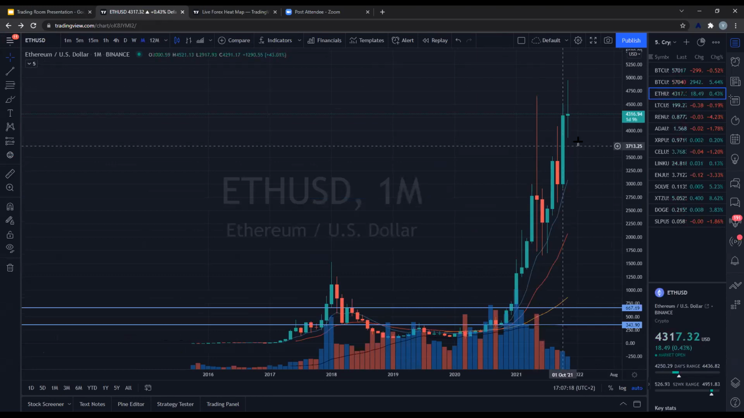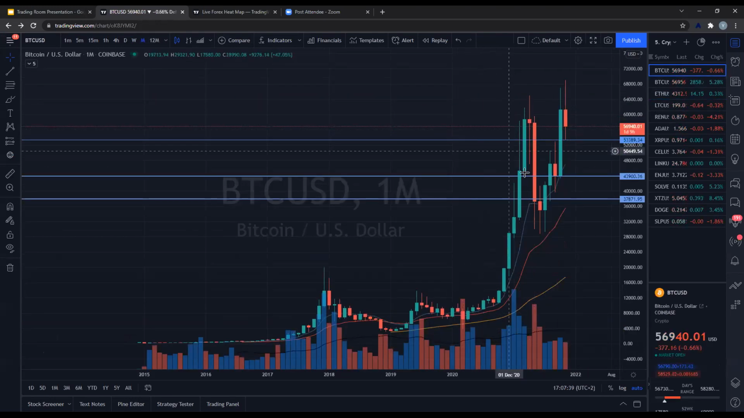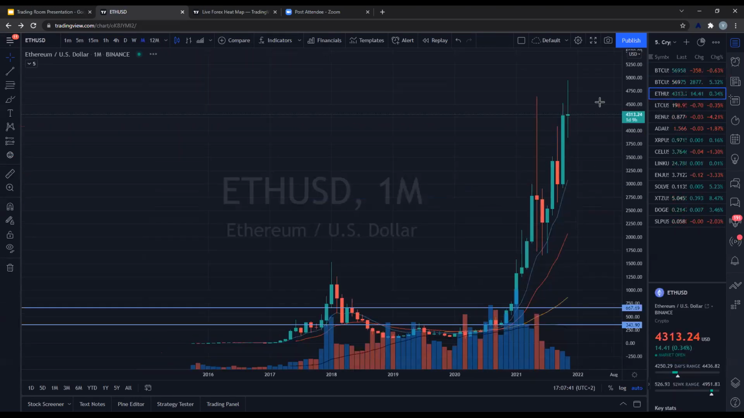This is an ugly spinning top, or a beautiful spinning top, depending on whether you're holding Ethereum or not. This monthly candle on Ethereum is quite ominous, and we could see a big drop, just like we saw on Bitcoin a few months ago here. So this could come to Ethereum next month. Who knows?